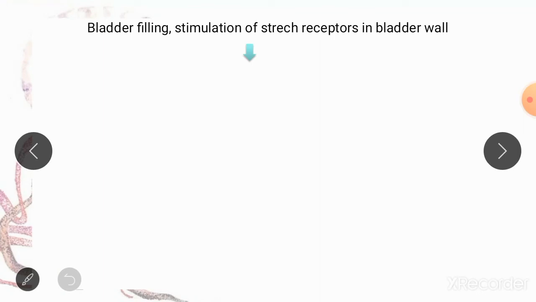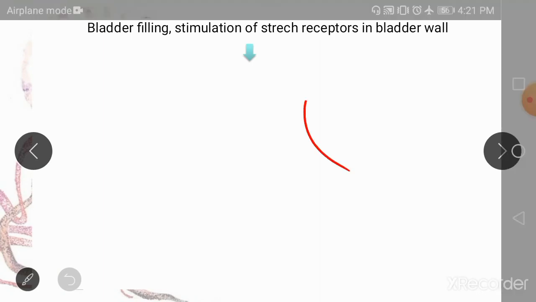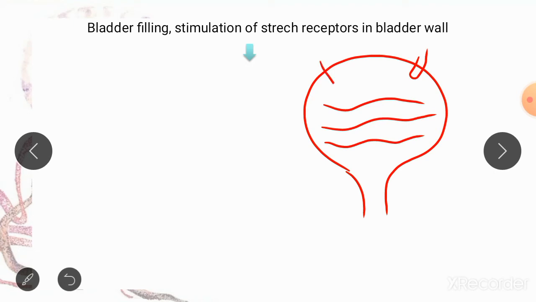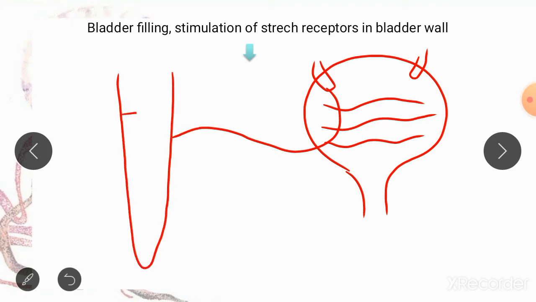It starts when the bladder is filled with urine. When the bladder starts filling with urine, the urine stretches the walls of the bladder, and as I mentioned before, the walls of the bladder contain specific stretch receptors, and these receptors are innervated by the parasympathetic nerve, which is your pelvic nerve, and it arises from the S2 S3 segments of your spinal cord.